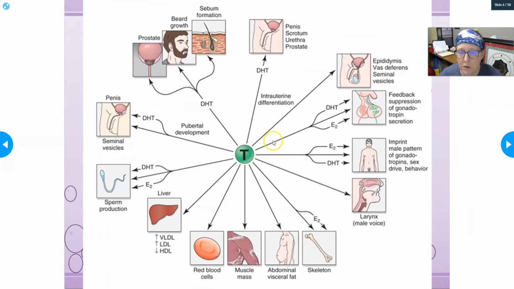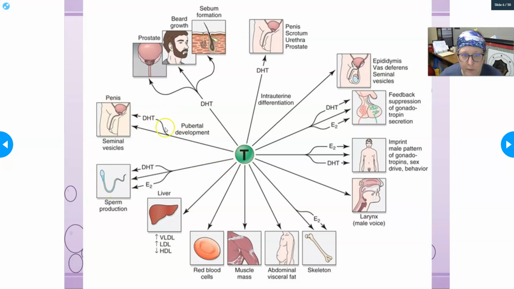So, interesting, some of the effects of testosterone in men. We have obviously what we just talked about, sperm production. And do note that in here sometimes estrogen is involved. So this is estradiol here, and dihydrotestosterone and estrogen here.